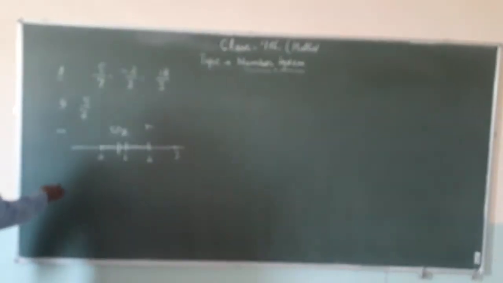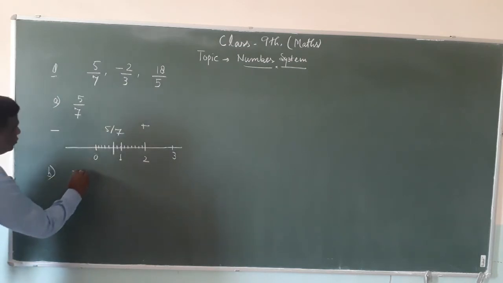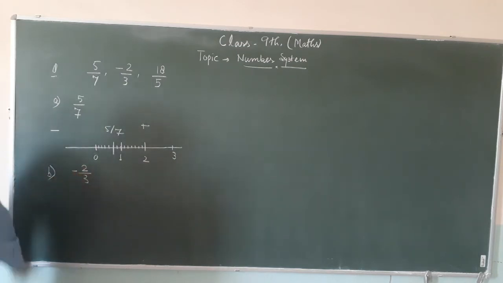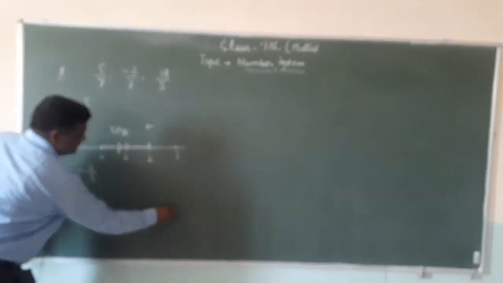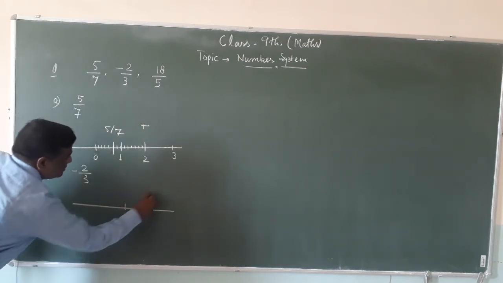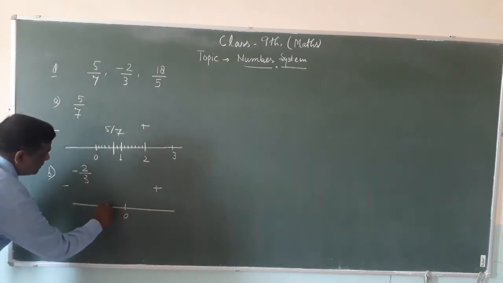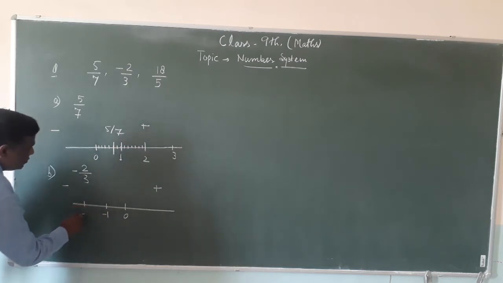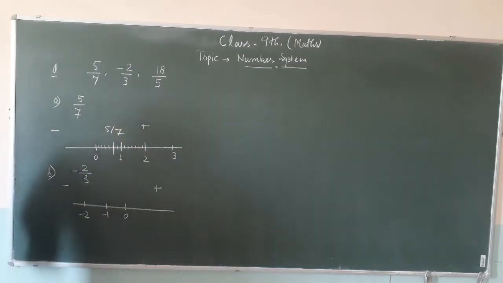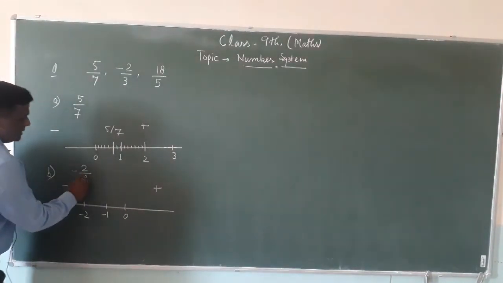Now if we have to draw, suppose, minus 2/3. Second one, similarly draw a line, take 0 here, this side is positive, this is negative side, and now we can take 1 scale by 1 centimeter here minus 1, now minus 2, and divide 0 to minus 1. What is the denominator? That is 3.